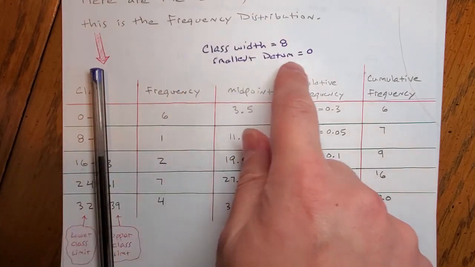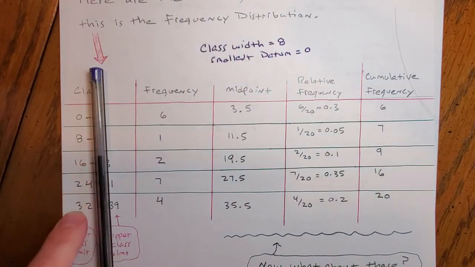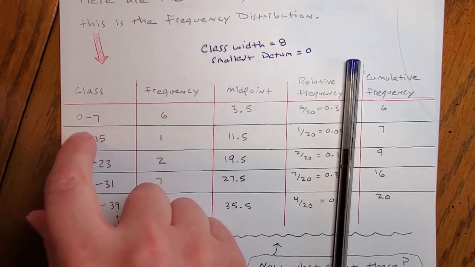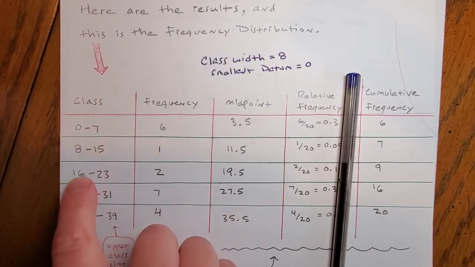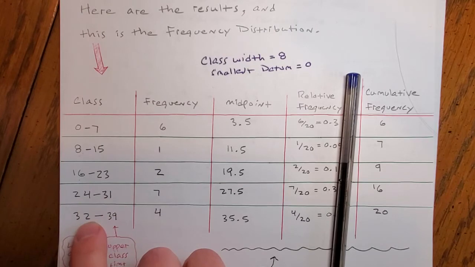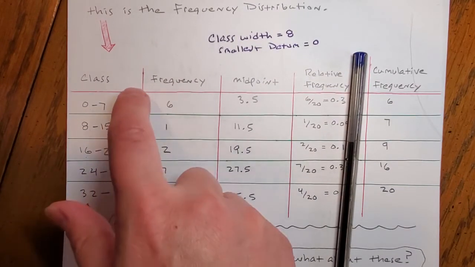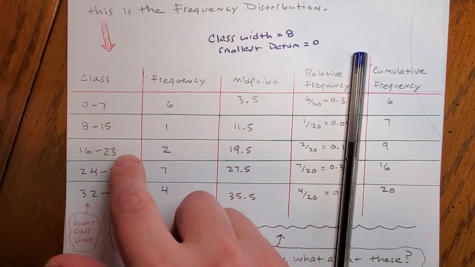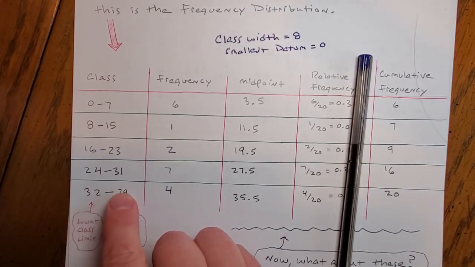So, I'll find out these lower class limits. 0's the smallest datum, add the class width: 8, 16, 24, 32. And then I know this one goes to 7. This one goes to 15 since that's 16. This one goes to 23 since that's 24. This one goes to 31 since that's 32. And this is 5 classes, right? 1, 2, 3, 4, 5. If I were to have a next one, it would start at 40. So that means this one goes to 39.